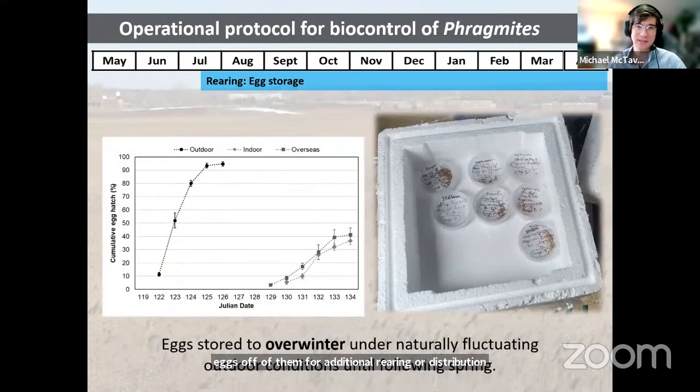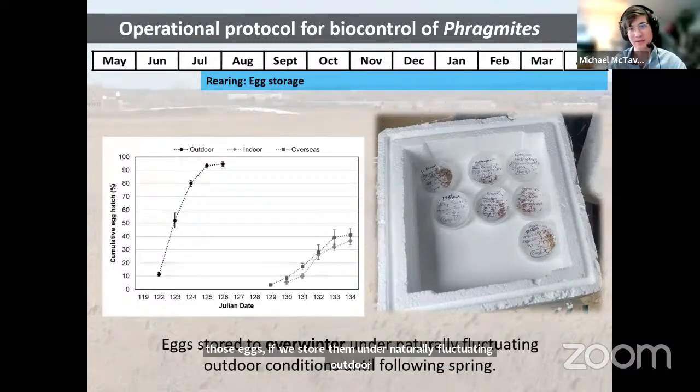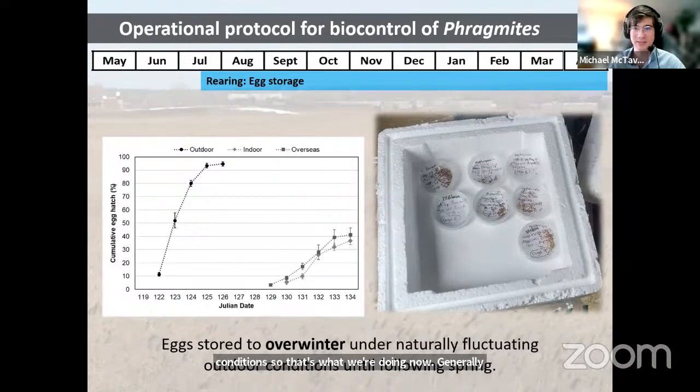Once we have the eggs, they then need to be stored for the remainder of the year through till the following spring or until whenever they're going to be used for continuous rearing efforts. We found from experimentation that we get the best hatch rate of those eggs if we store them under naturally fluctuating outdoor conditions. So that's what we're doing now. Generally, we'll put the eggs into a semi-sheltered but outdoor environment, which is going to give them the best hatch rate possible.